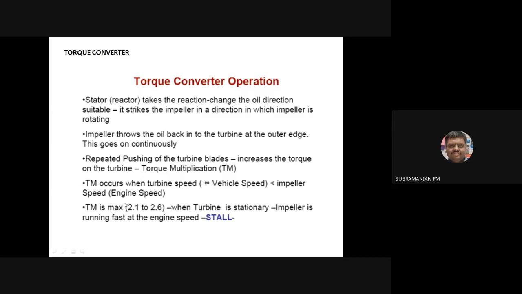When the torque multiplication is maximum, I'll be transmitting 2.1 to 2.6 times the torque. That condition is known as stall. Stall means the turbine is stationary, the impeller is running at engine speed, and the torque multiplication is maximum. So there are two conditions for stall: the turbine is stationary and torque multiplication is maximum.